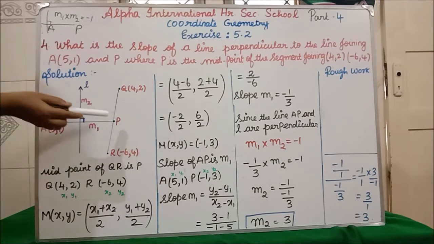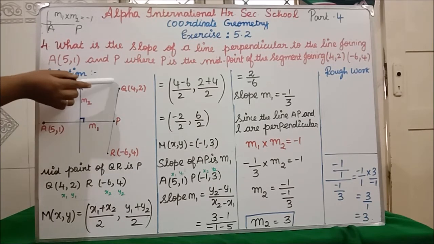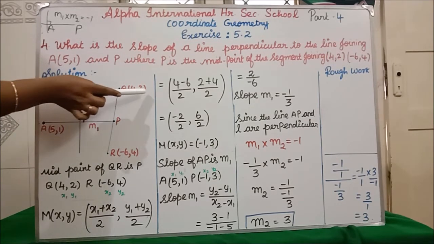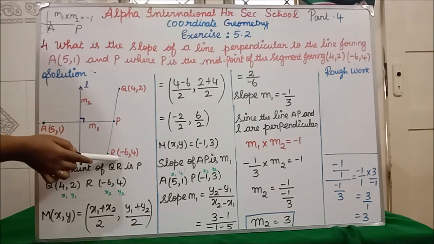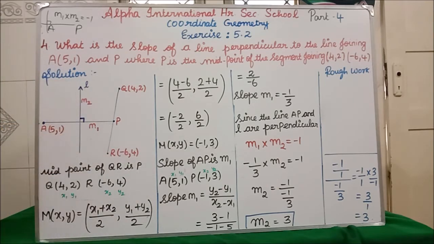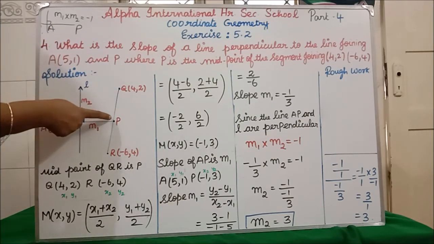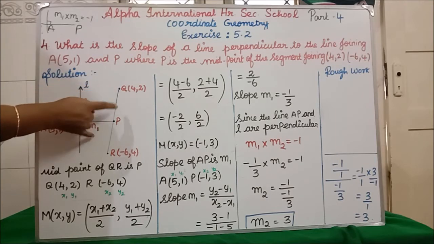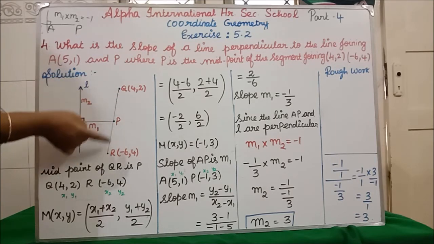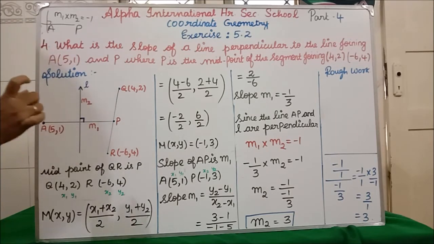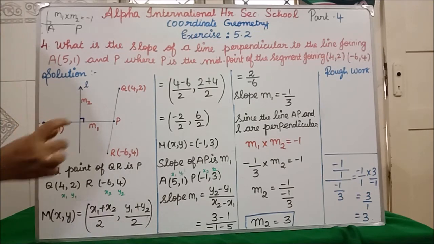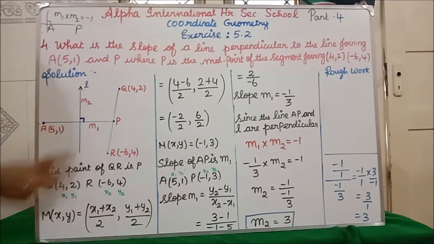So P is the midpoint of the 2 points they were given. The first point is (4, 2) and the other point is (-6, 4). First we need the P value, but for that they have given one hint: P is the midpoint of Q and R. So using the midpoint formula, first we have to find the value of P. Afterwards we will see the remainder.